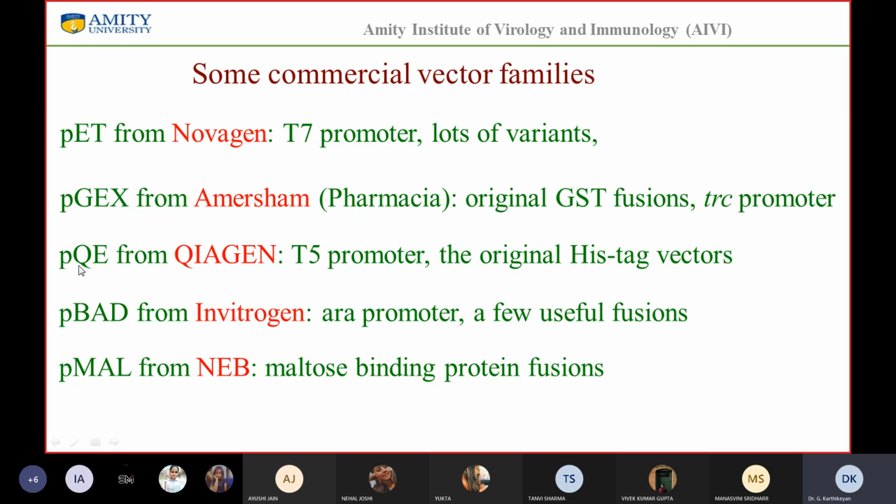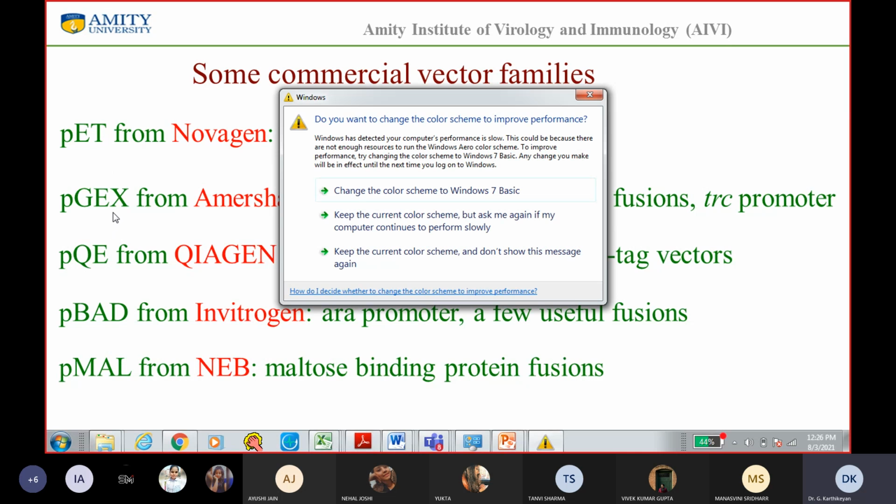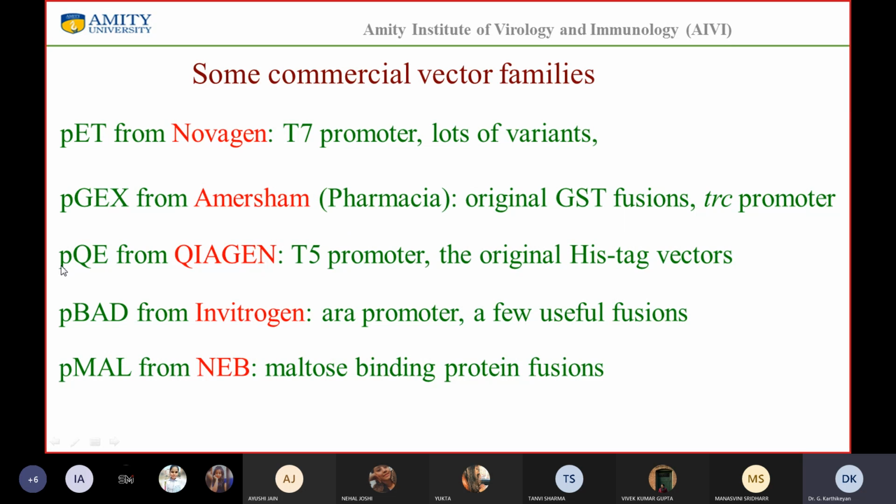Then you have another vector called pQE. These are all series: pET 1, 2, 3, 4, like that, going up to 38. Similarly, pGEX has 1, 2, 3, 4, 5, 6, all kinds of numbers. pQE also has several numbers. This is sold by a company called QIAGEN, and the promoter is an E. coli viral promoter called the T5 promoter.